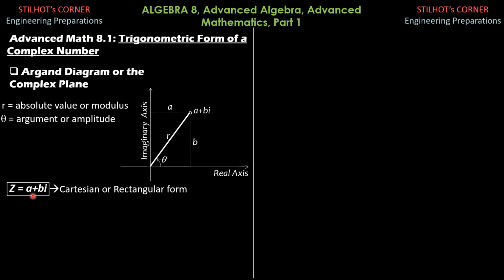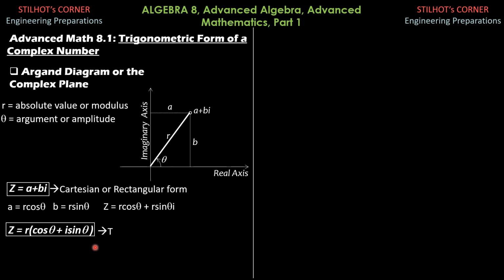So where a from the figure is r cosine theta, while b is from this right triangle, r times sine theta. And of course, tangent theta is opposite b over a. So z therefore is r cosine theta plus i r sine theta. If you factor out r, then we'll have z equals r quantity cosine theta plus i sine theta. This is the trigonometric form of a complex number.